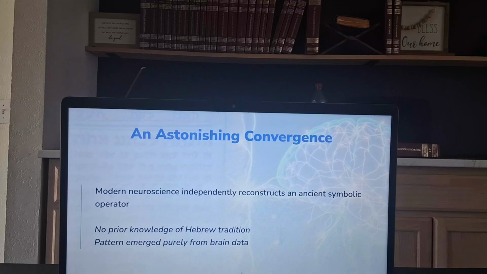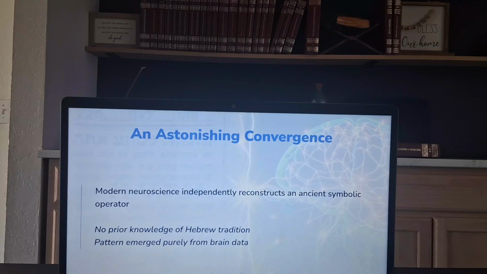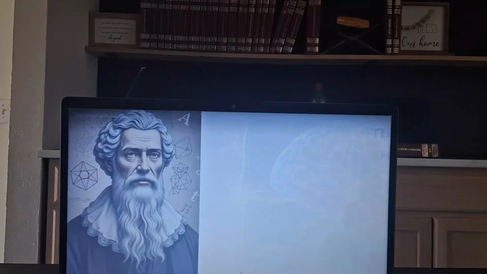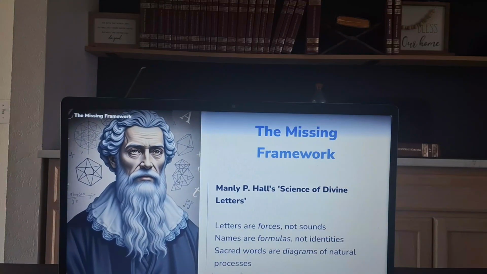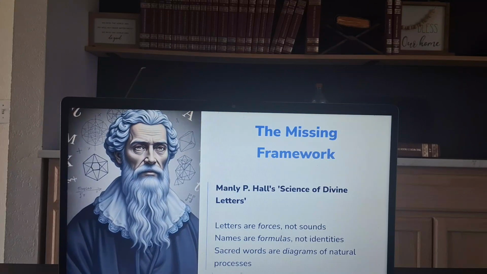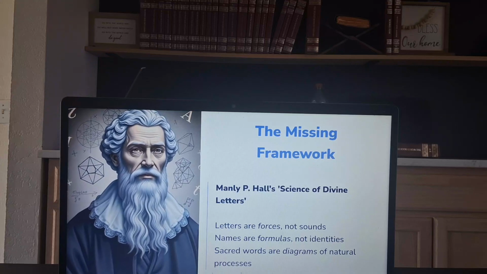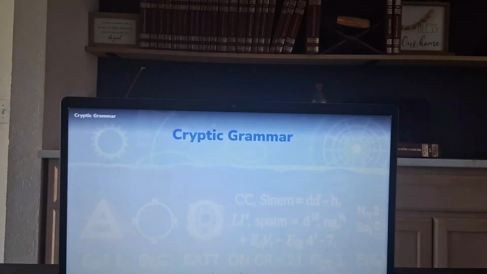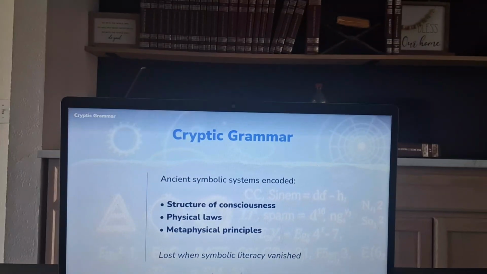Despite having no prior knowledge of Hebrew linguistics or esoteric literature, his neuroscience model reproduced a pattern encoded thousands of years earlier. The physician recognized the pattern, but lacked the framework to explain why it exists. Had he known Manly P. Hall's work, he would have understood this as the science of divine letters, where ancient alphabets encoded natural laws, not just sounds. Hall argued that the ancients embedded consciousness, physics, and metaphysics into letters themselves.